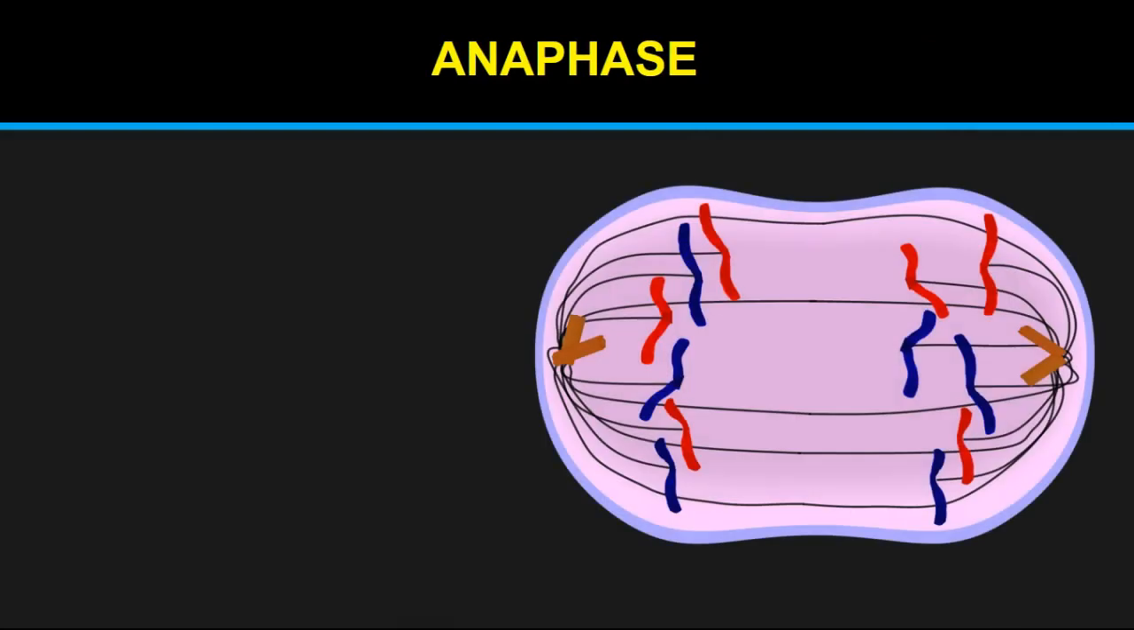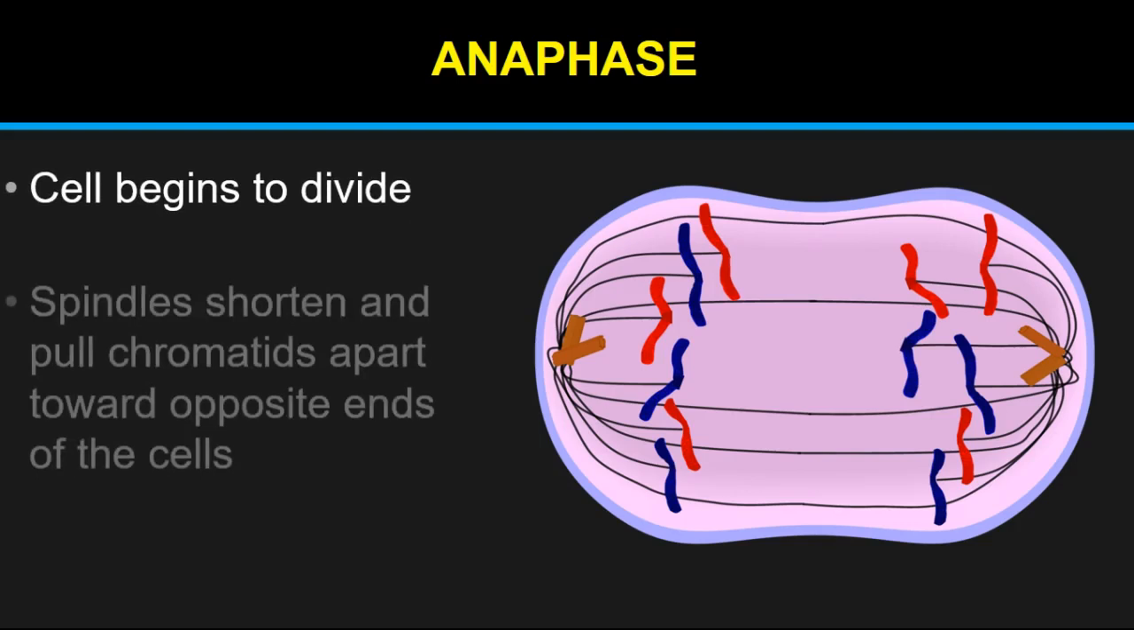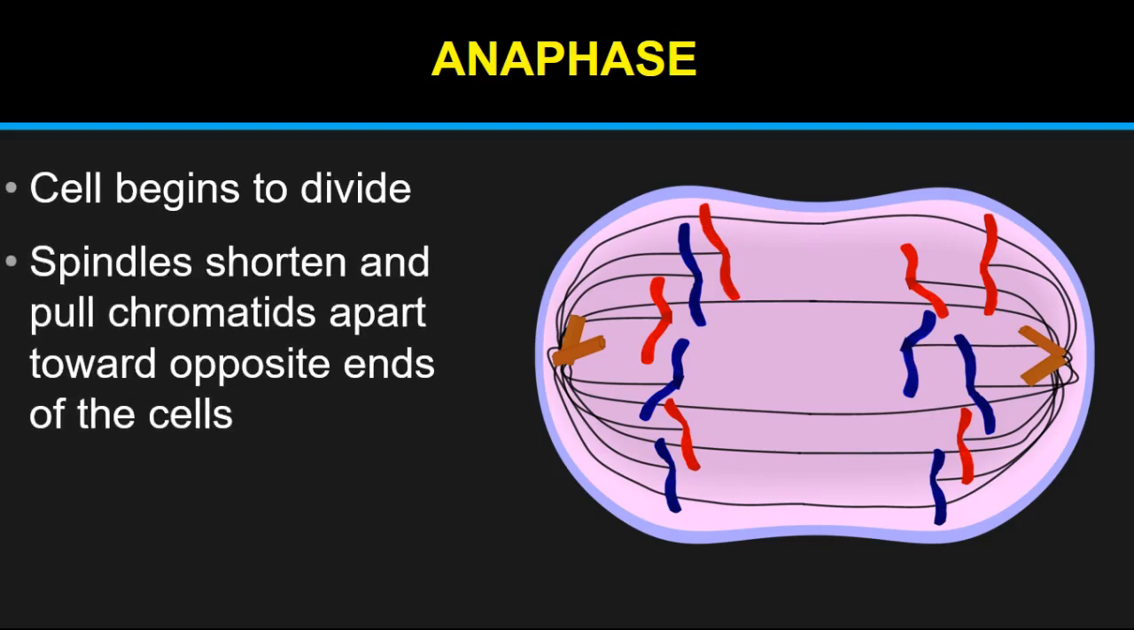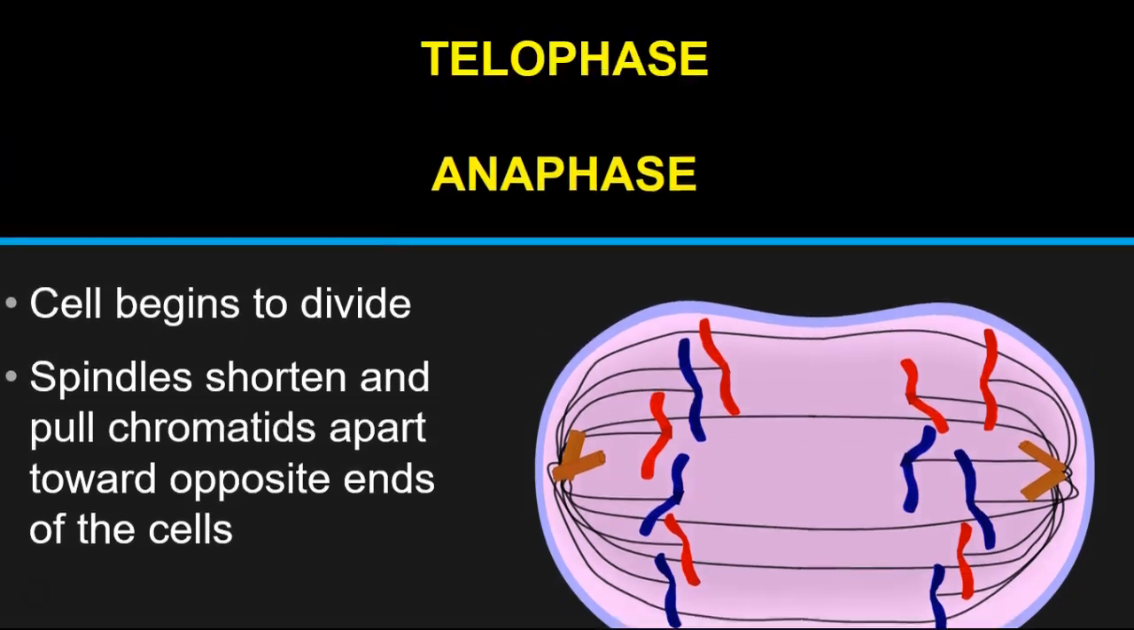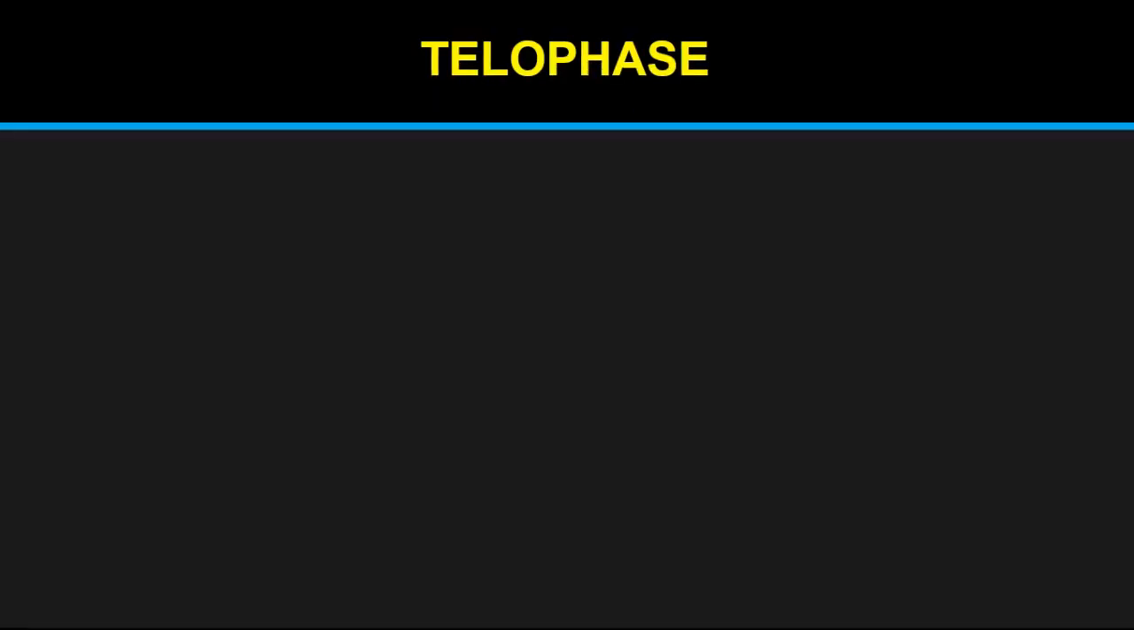And during anaphase, the cell begins to divide. There are spindles, these thread-like structures that come out from the centrioles, and they attach to the chromosomes, and they start to pull those chromatids apart towards opposite ends of the cell. So if you could think anaphase, away.